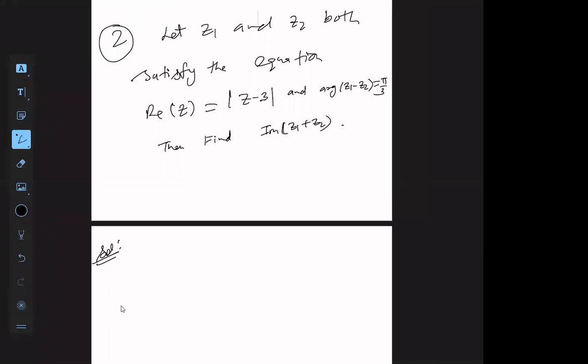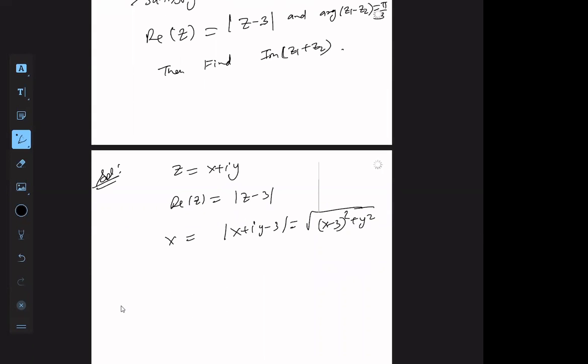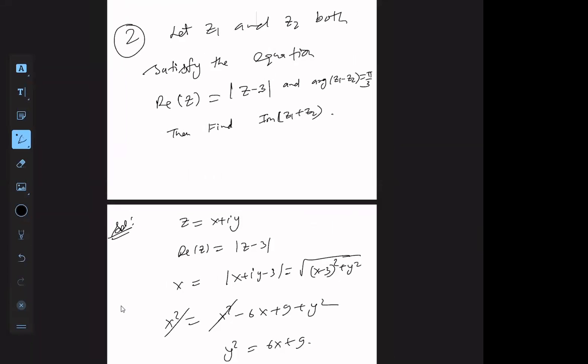तो इसमें क्या करना है बेटा, z को इफ z इज x + iy, देन रियल पार्ट ऑफ z इज इक्वल टू मॉड z माइनस 3 क्या होगा? ये x हो जाएगा, ये आ जाएगा मॉड ऑफ x प्लस iy माइनस 3. सो दिस विल बी अंडर रूट ऑफ रियल पार्ट स्क्वायर प्लस इमेजिनरी पार्ट स्क्वायर. So if you simplify, square it, you will get y square is equal to 6x plus 9. Understood?